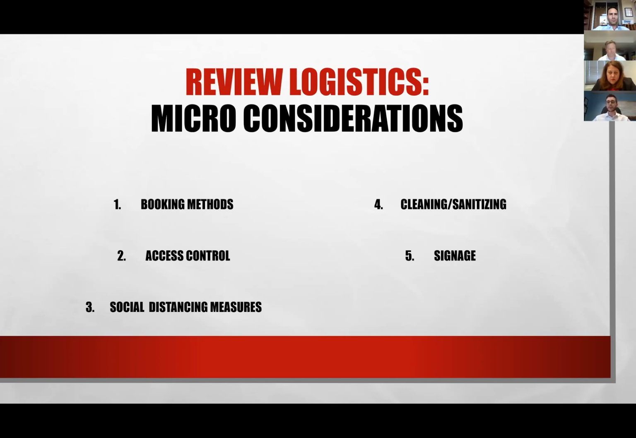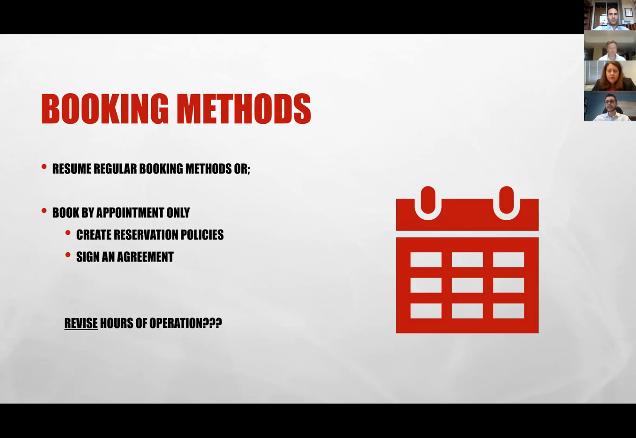So I'm going to take you through a couple of these areas to give some examples and better understand how we can have the greatest sense of control over these areas. The first is the booking method. If you're opening, let's say, your gym, I'll use that as an example, you might want to resume your regular booking methods. For a gym, that might simply be fobbing into your gym and doing your workout and leaving. But you might see the risk there with what's going on in the world.